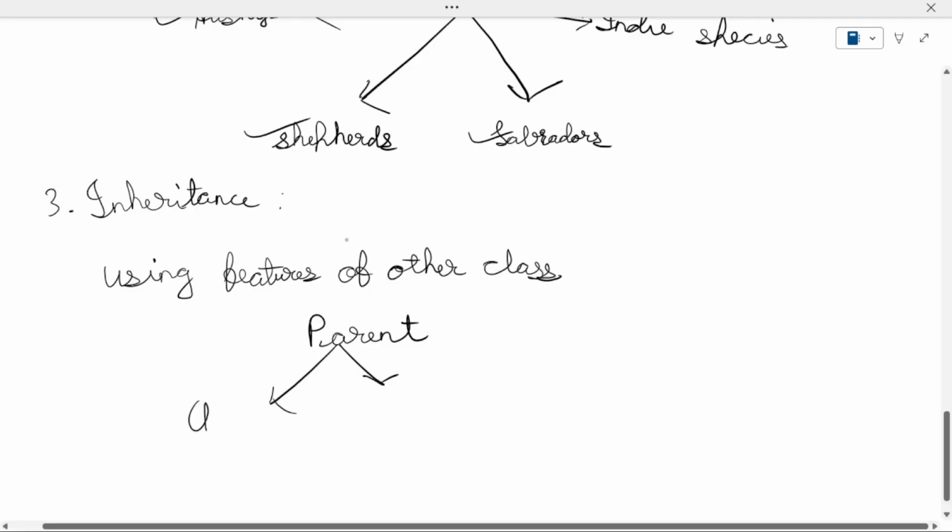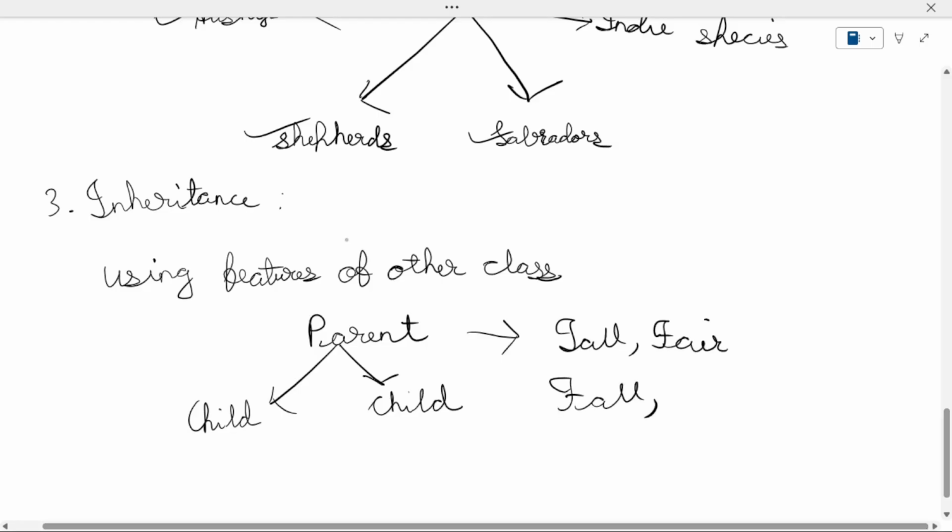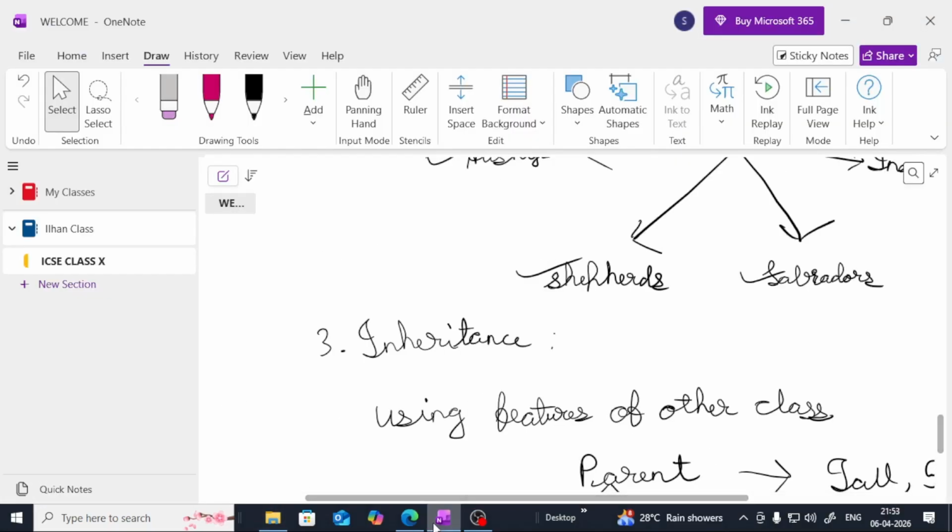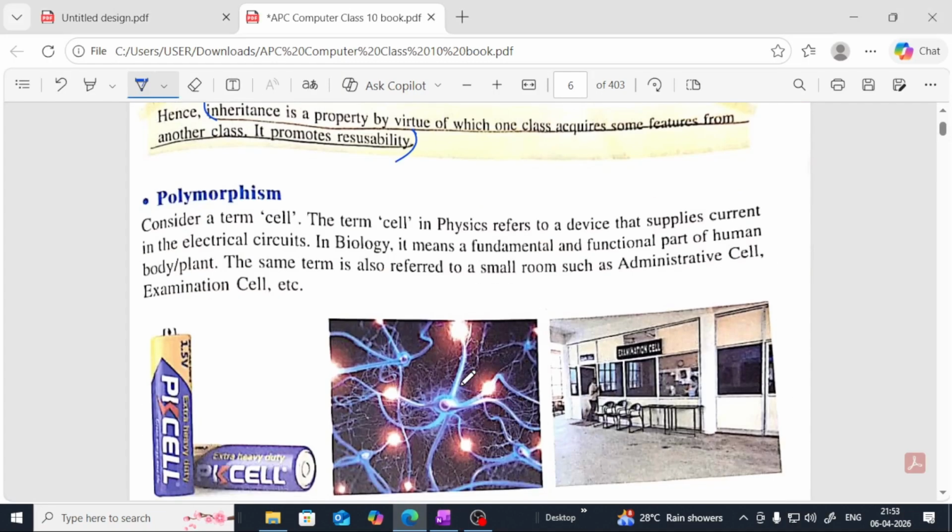Children inherit from their parent. For example, if your parents are tall and fair, you will also inherit tall and fair. Where parents are tall and short, you can be either tall or short. So that is the parent-child example of inheritance. Very easy. Just go through your book and read the definitions which I have marked. It would be very easy.